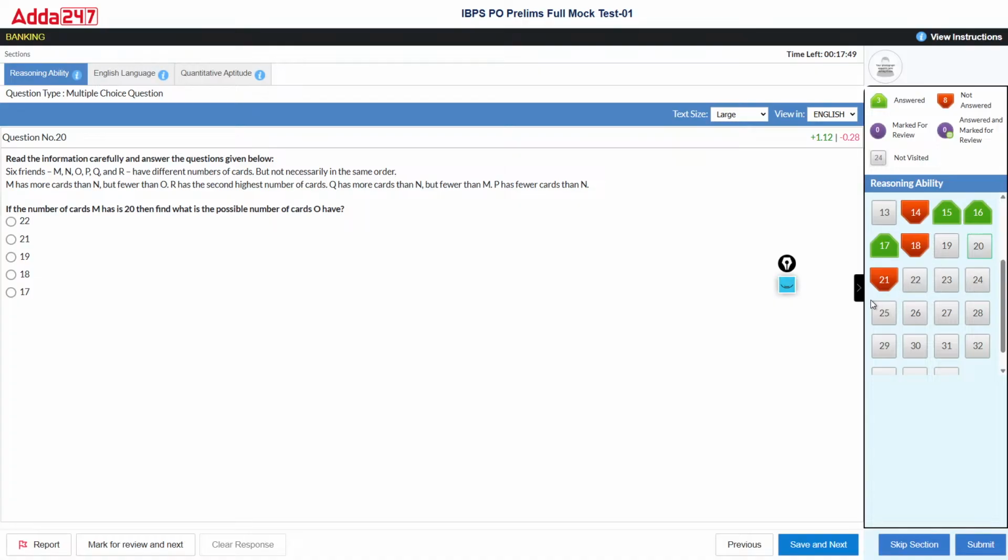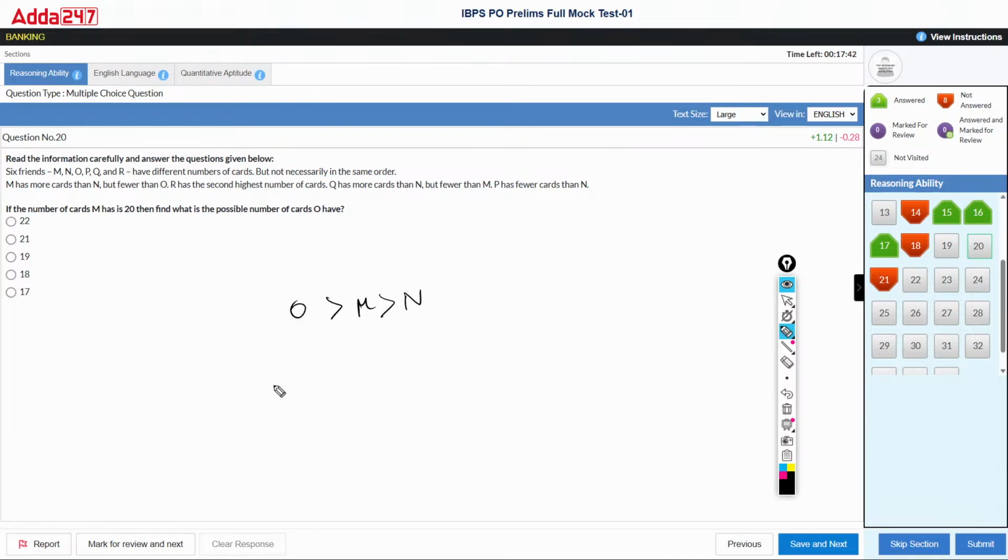Six friends, different number of cards. M has more cards than N, but fewer cards than O. R has the second highest number of cards. 3, 4, 5, 6. Q has more cards than N, but fewer cards than M. And P has fewer cards than N. So P, N, Q, M, O.